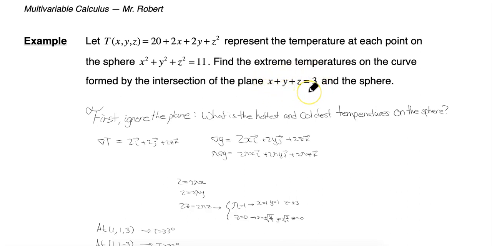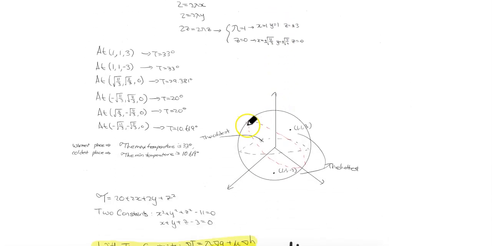So think about slashing the sphere with a knife, and where it cuts is this plane here. And so we end up with a certain circle, which is represented in red here. And now the question is, where is the hottest and coldest place on this circle floating in space? So we know it's going to be less than 33, and we know it's going to be more than 10.619, because what we found earlier were the extremes of the entire sphere, and they don't qualify because they are not on the red dashed circle. Likewise, the coldest point is behind the sphere, and it's not on the red circle.